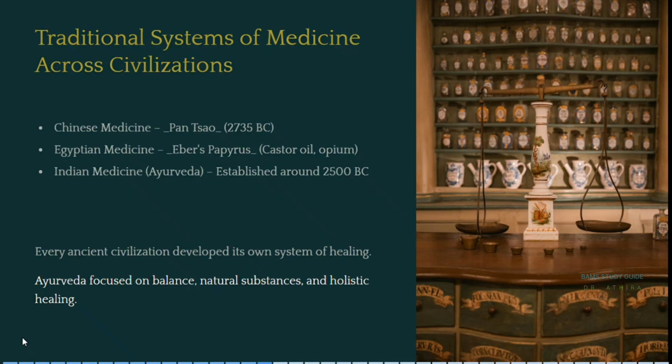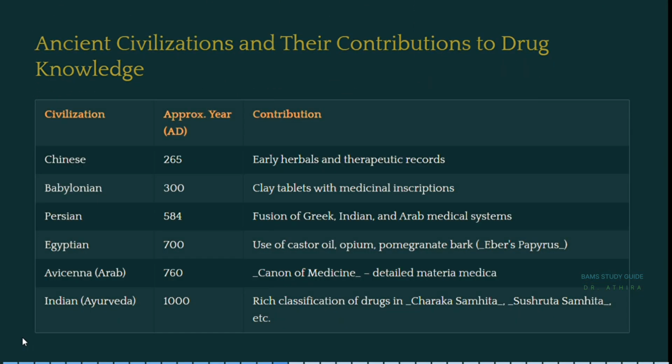Many ancient civilizations contributed to the development of drug knowledge. The Chinese recorded early herbal practices, while Babylonian texts included medicinal inscriptions. Persian medicine integrated knowledge from different cultures. Egyptians used substances like castor oil and opium, and later scholars like Avicenna documented detailed materia medica. In India, Ayurveda provided a rich classification of drugs through classical texts like Charaka and Sushruta Samhita.